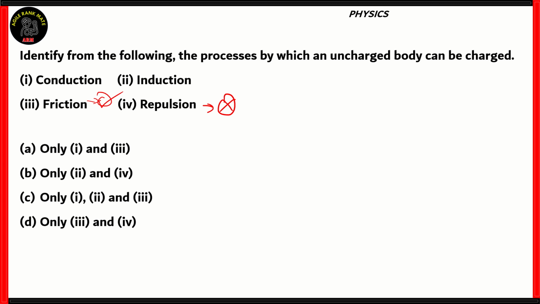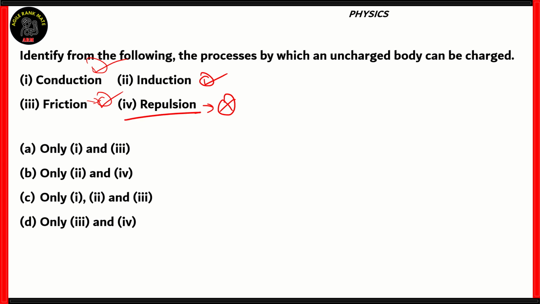So number 3 is correct. Now if you look at number 1, conduction, it is also correct because when an uncharged conductor is placed with a charged conductor, the charges will move, and that's why number 1 is correct. Number 2 is also correct, induction, which is basically a way to transfer charges from one body to another without touching each other. So we can see 1, 2 and 3 are correct while 4 is incorrect.